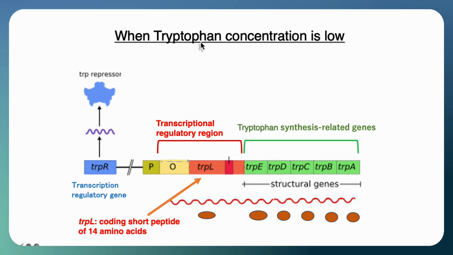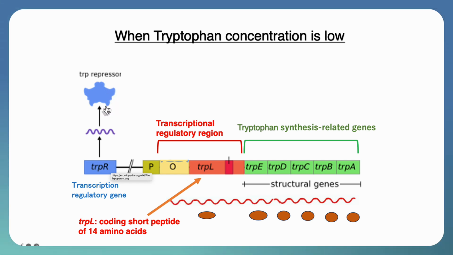In E. coli, there is a tryptophan operon responsible for synthesizing the amino acid tryptophan. The tryptophan operon contains 5 genes, from TRPE to TRPA, which encode the enzymes necessary for tryptophan synthesis. In the transcriptional regulatory region, there is an open reading frame called TRPL that produces a short peptide of 14 amino acids. Upstream of this tryptophan operon, there is a regulatory gene called TRPR, which is constitutively expressed. Its product functions as a transcriptional repressor.